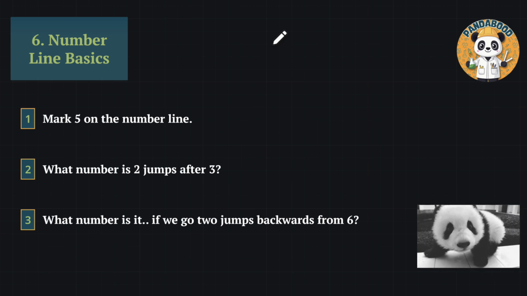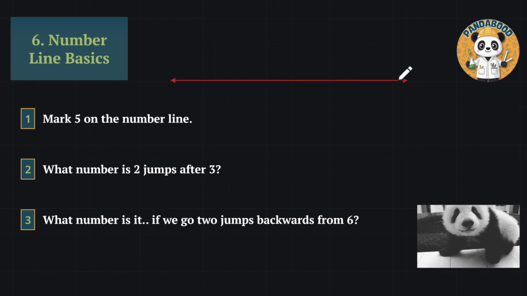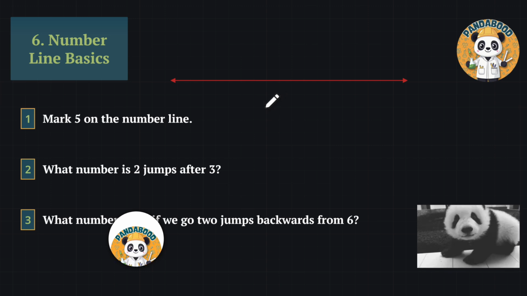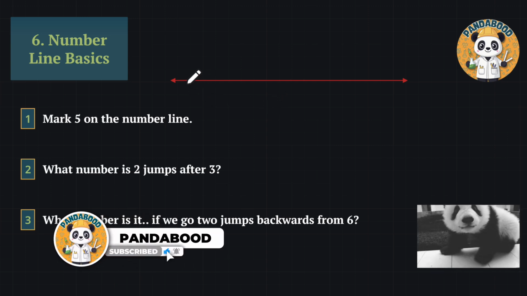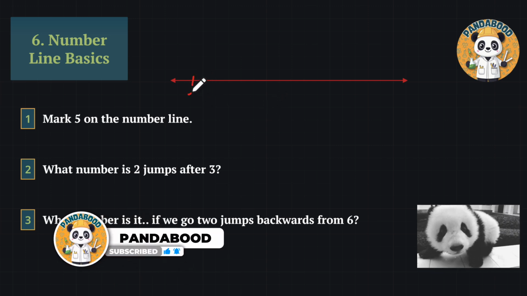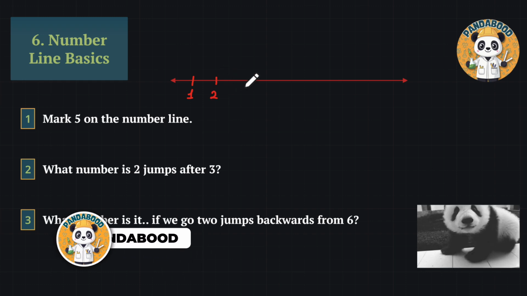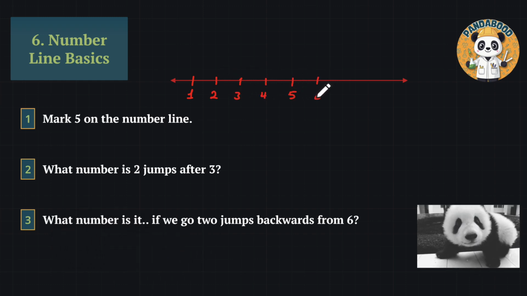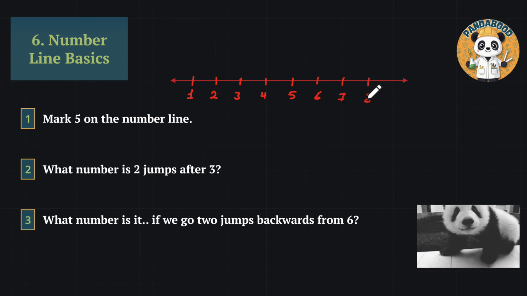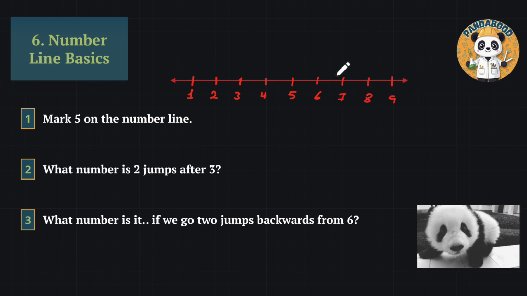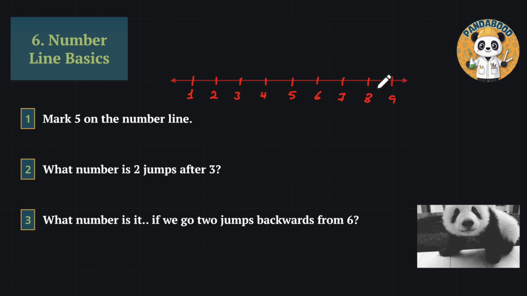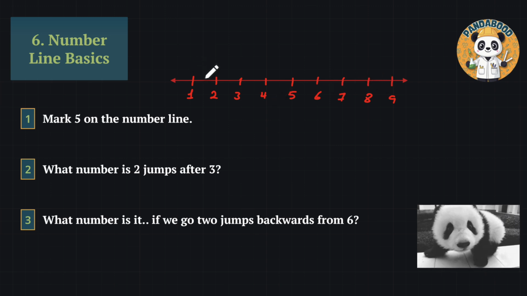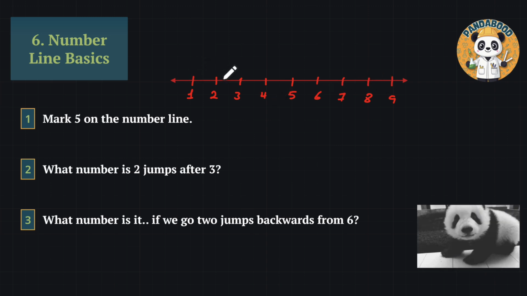So what is a number line? A number line is just a straight line with numbers written in order. So let me put 1 here, and then 2, 3, 4, 5, 6, 7, 8, 9, and so on. Now if you notice, the numbers are in order. Also, the space or the step between each number and the next one is exactly the same size.